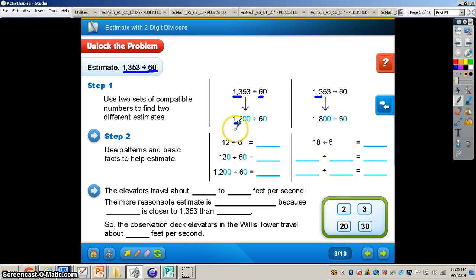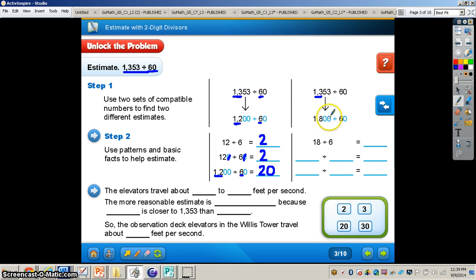Now when we start dividing, we take that 12 and divide it by 6. We know 12 divided by 6 is 2. Then we have 120 divided by 60. We could subtract the zeros here, so 1 zero minus 1 zero still gives us 2. However, with 1,200 divided by 60, it's a little bit different. Still divide 12 by 6 first, which gives us 2. Then we have 2 zeros, subtract 1 zero from the divisor, and we still have 1 zero left over, and that's going to give us 20.